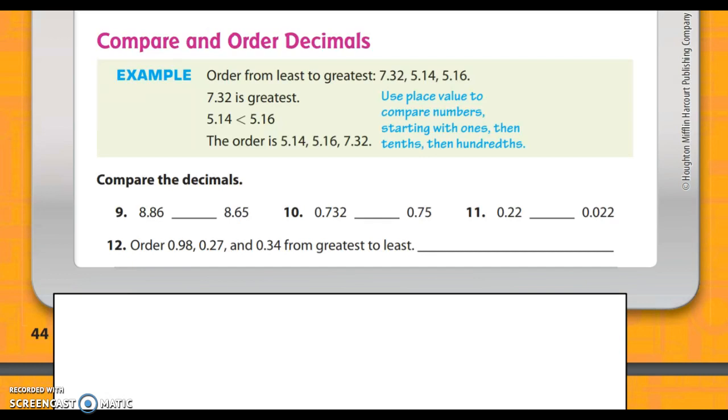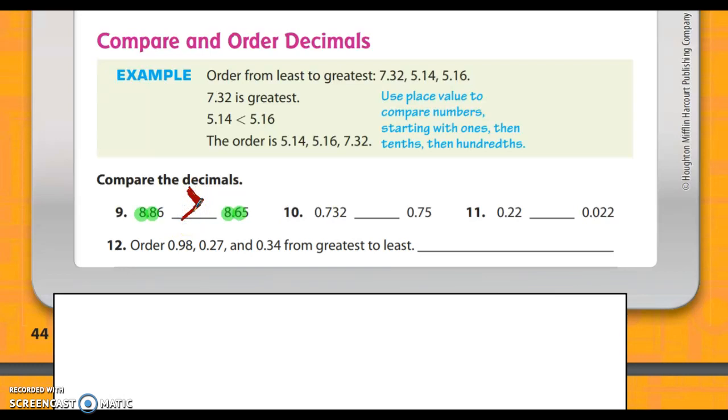So let's check out number 9. You have 8.86, which is also 8 and 86 hundredths, and you're comparing that to 8 and 65 hundredths. So what I do is I just look at the beginning of the number. I look at the whole number 8 and 8, and those are equal to each other. So I need to move on to the tenths place to see which one's greater. And since 8 is greater than 6, that's the greater value. It doesn't matter what happens after that. So I can say that 8 and 86 hundredths is greater than 8 and 65 hundredths.